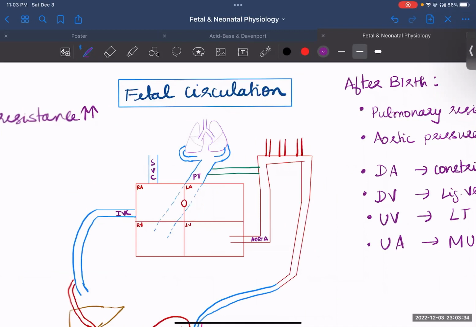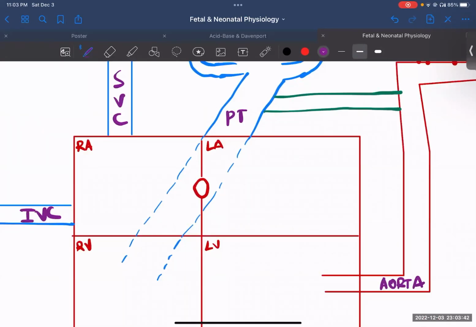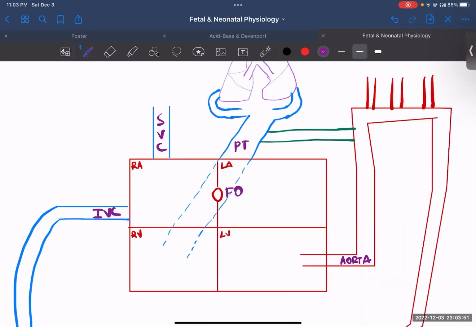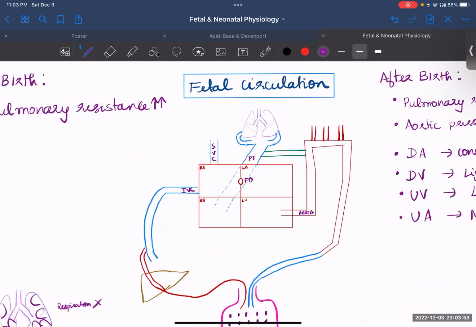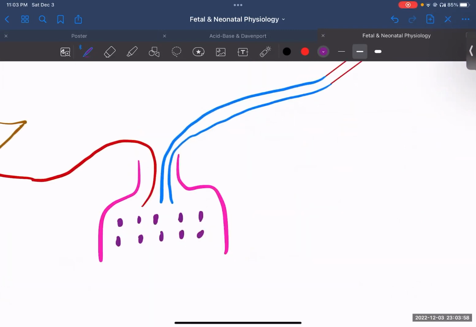But in the fetus, it is not the same. It is a bit complicated. Okay. In the heart, there is a hole between the right atrium and the left atrium. And that hole is called the foramen ovale. Okay, that is the hole between your right atrium and your left atrium. And apart from that, there are certain structures which we will look at in this process. This structure I've drawn here is your placenta.